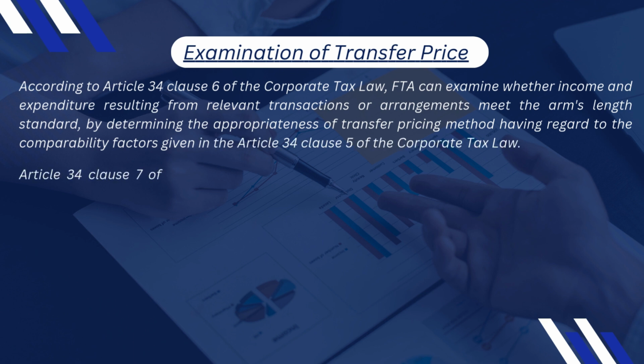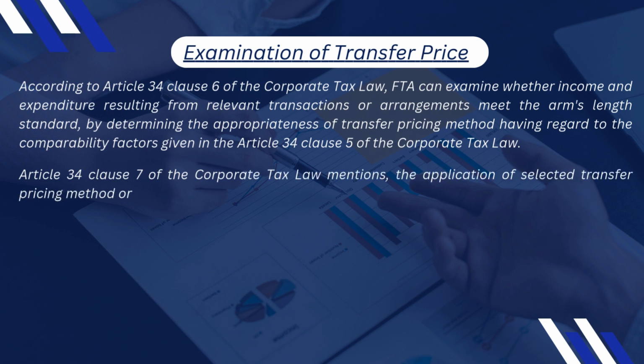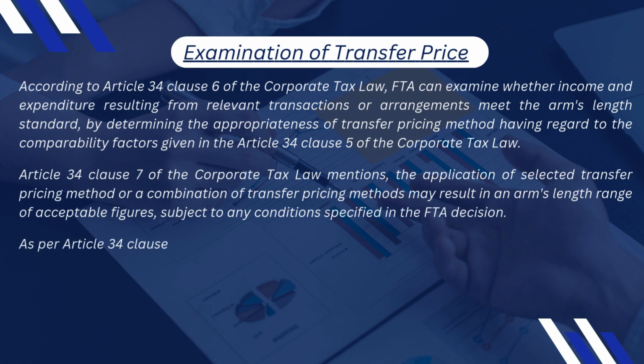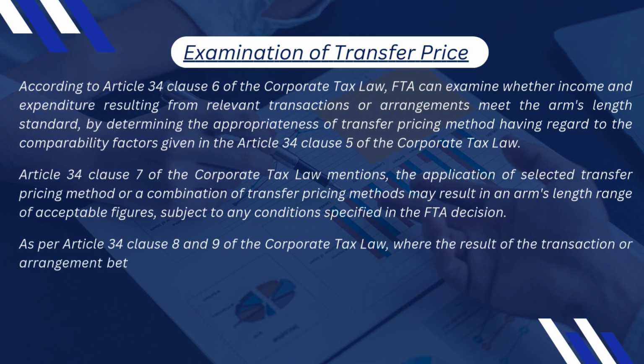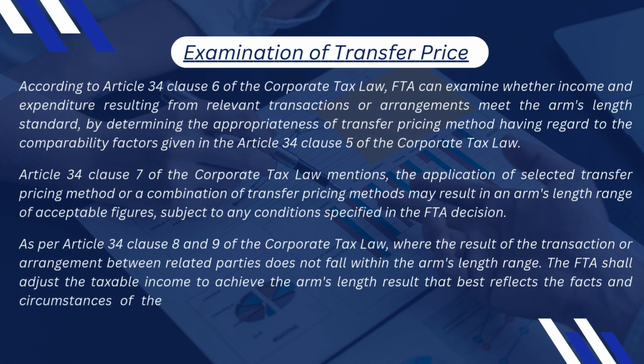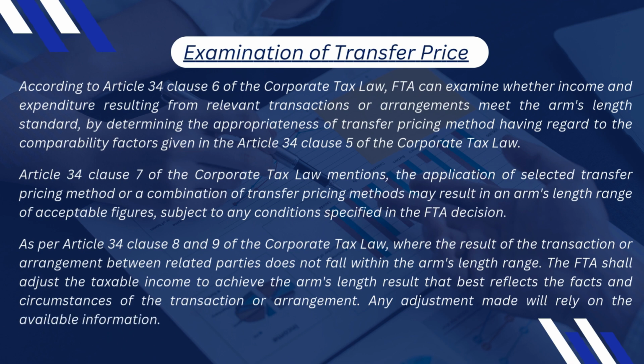Article 34 Clause 7 of the Corporate Tax Law mentions the application of selected transfer pricing method or a combination of transfer pricing methods may result in an arm's length range of acceptable figures, subject to any conditions specified in the FTA decision. As per Article 34 Clause 8 and 9 of the Corporate Tax Law, where the result of the transaction or arrangement between related parties does not fall within the arm's length range, the FTA shall adjust the taxable income to achieve the arm's length result that best reflects the facts and circumstances of the transaction or arrangement. Any adjustment made will rely on the available information.